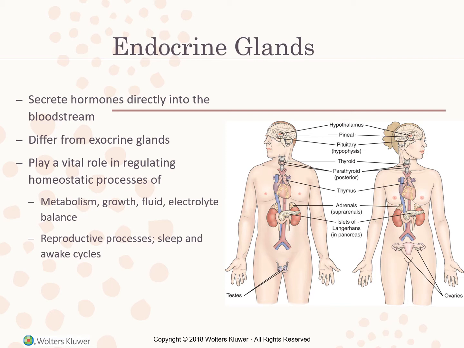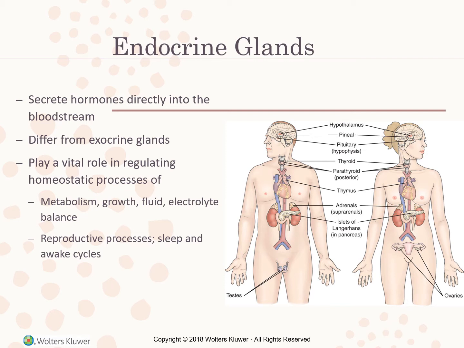So when we're talking about the endocrine glands, they secrete hormones, and these are chemicals that accelerate or slow physiological processes, and they go directly into the bloodstream. Now, this characteristic distinguishes endocrine glands from exocrine glands, which release secretions into a duct.